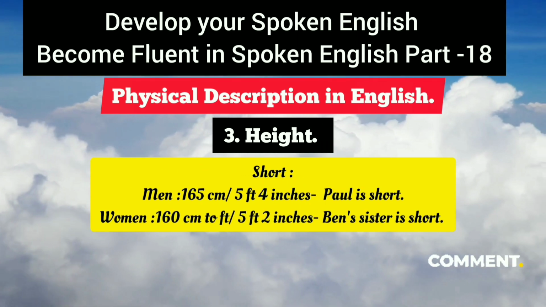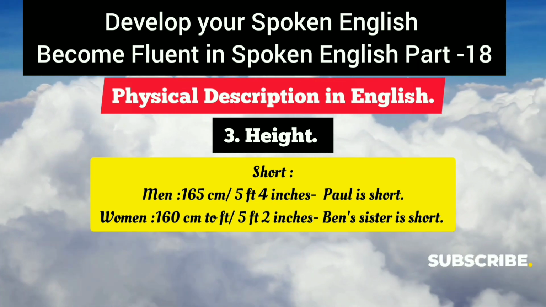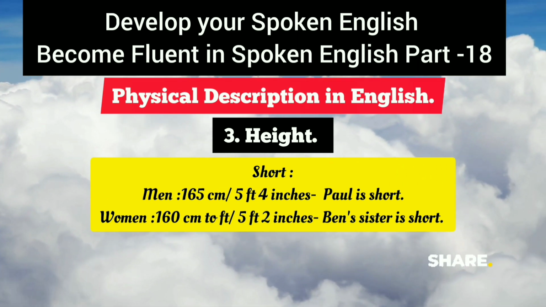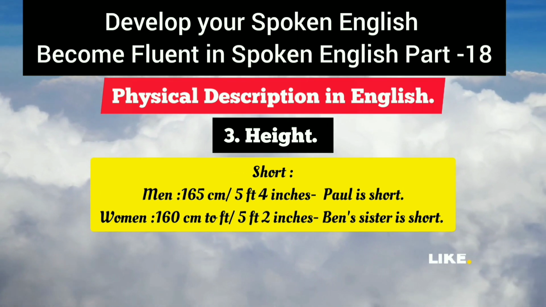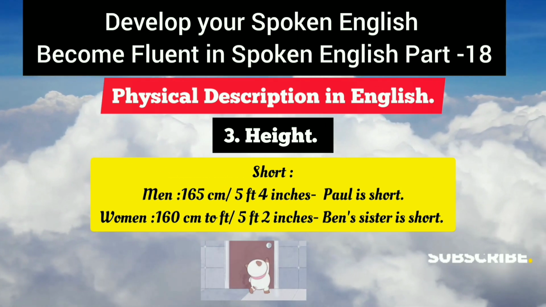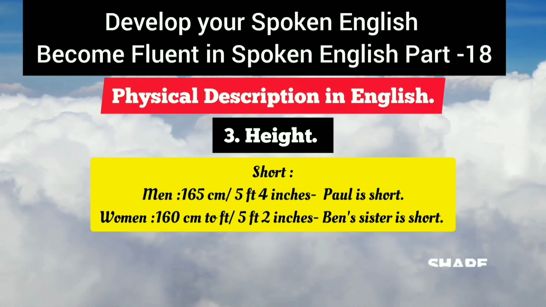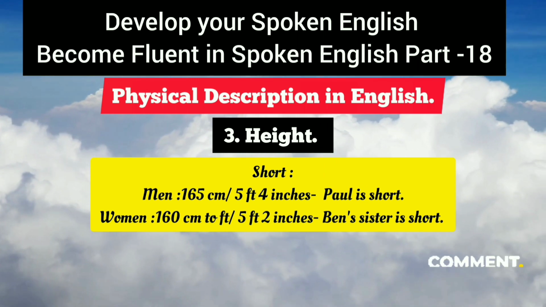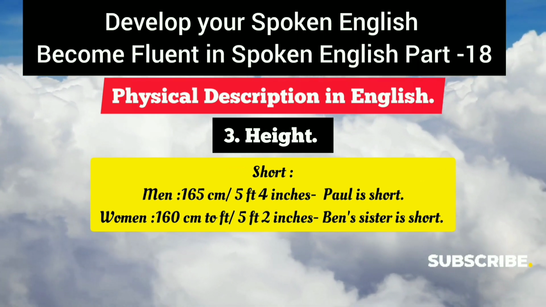So obviously, in case of men, if someone is around 165 centimeters, that means around 5 feet 4 inches, you can call that guy a short man. As you see, Paul is short, or he's a short man. That means he is around 5 feet 4 or 165 centimeters. And in case of ladies, it is 5 feet 2 inches.